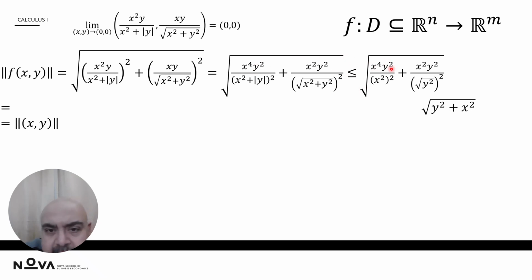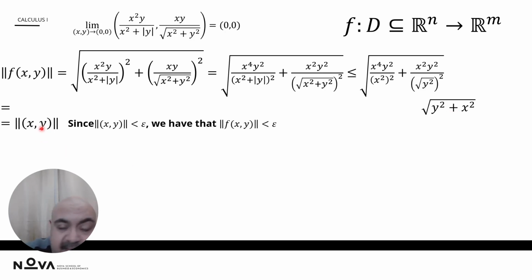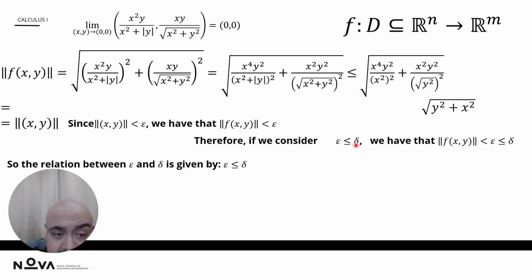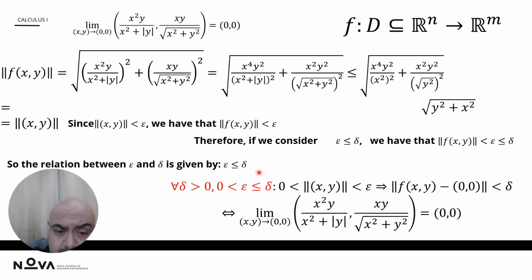So x to the power of 4 y squared is divided by x to the power of 4, and same for the second component, which is less than or equal to the root of y squared plus x squared, which is the norm, as you can see, of xy, or the magnitude of xy. Since now I've started with the function and ended up with the norm of xy, which is known from the beginning to be less than epsilon, the function is less than epsilon. Similar debate, so I can find the relation now between epsilon and delta, which is given by epsilon is less than or equal to delta, and the proof of the limit is already there.